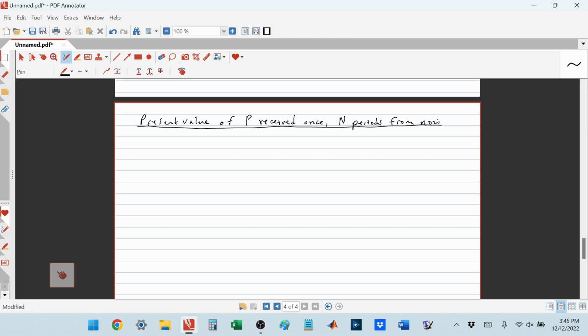If I got P dollars n periods from now, at the end of that nth period, what's that worth to me right now? Well, if I invested P dollars once right now and let it grow for n periods, then at the end of n periods, that P dollars would be worth this much. This was our first equation.